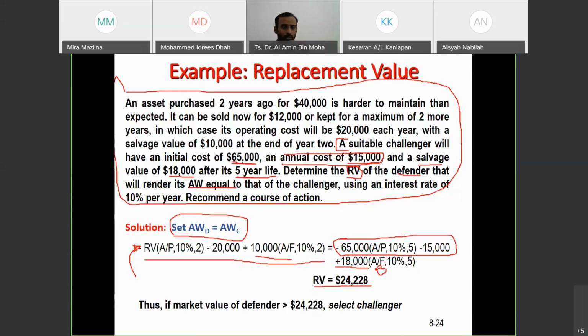So if the market value of the defender is greater than 24,228, then we select the challenger. If the market value we want to sell at is more than 24,228, then we are going to select the challenger. That means yes, we can sell, so we select the challenger to replace.